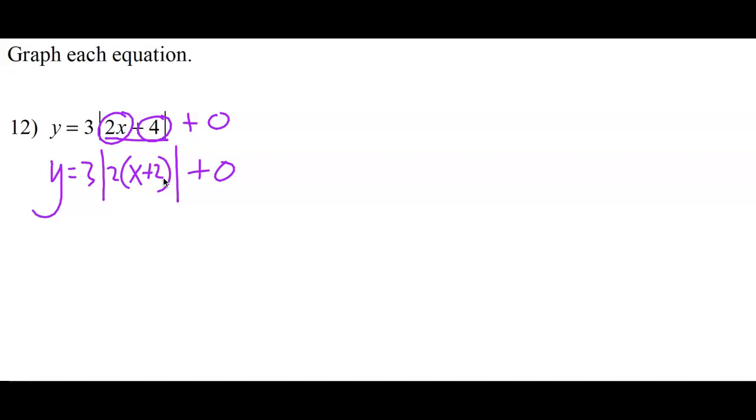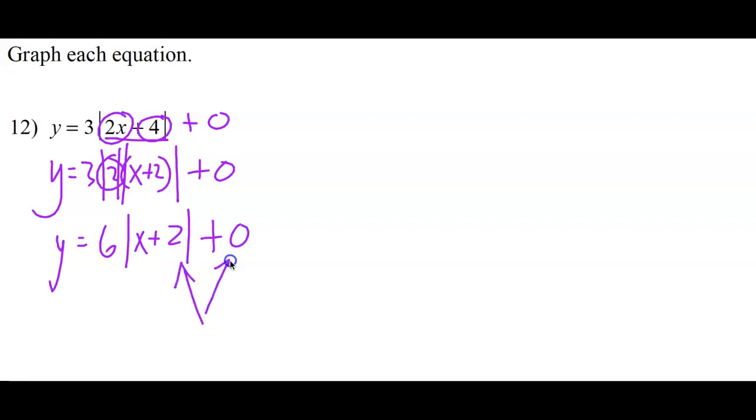Now the next thing I'm going to do is separate that 2 from the absolute value of x plus 2. And I'm going to take the absolute value of 2, which is 2, and I multiply that by 3, and I get 6. So we have to do that before we even begin. Now that I've done that, I can see what my vertex is. My vertex is going to be negative 2, 0. And the slope is going to be 6. So that means I'm going to rise 6, and I'm going to run left and right 1.